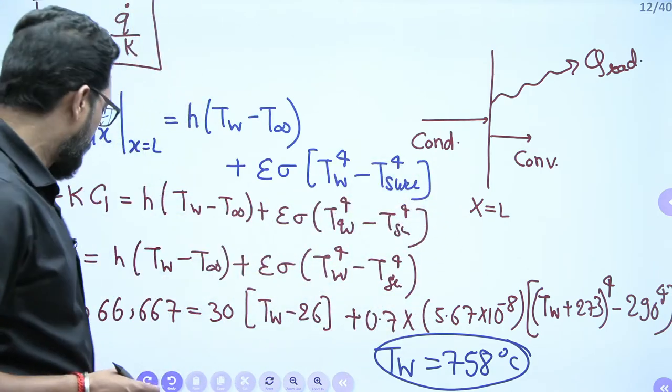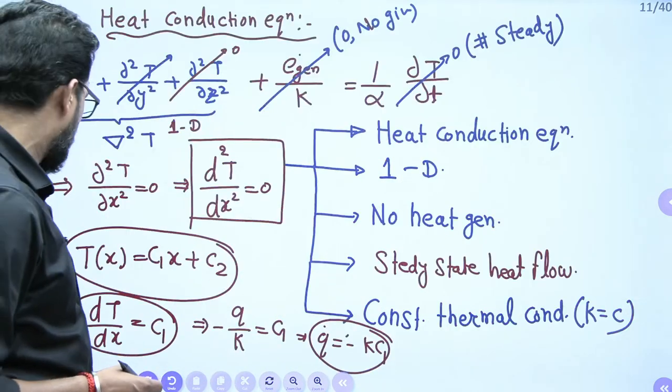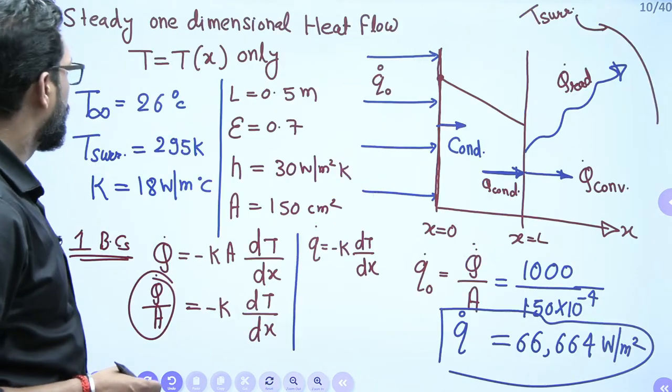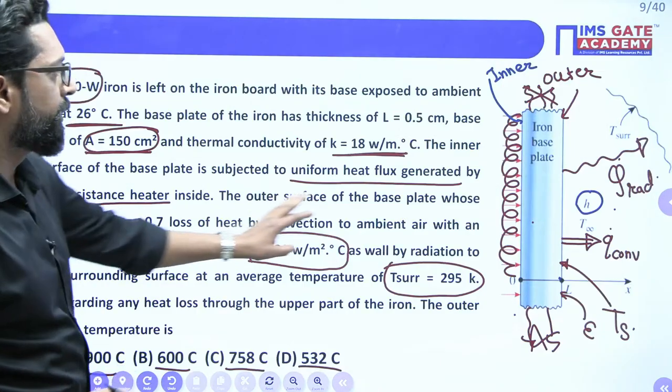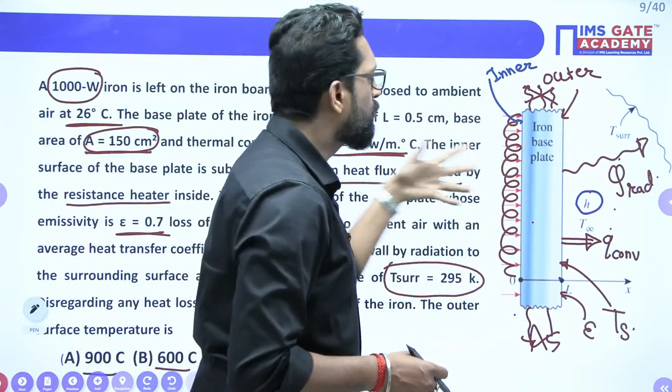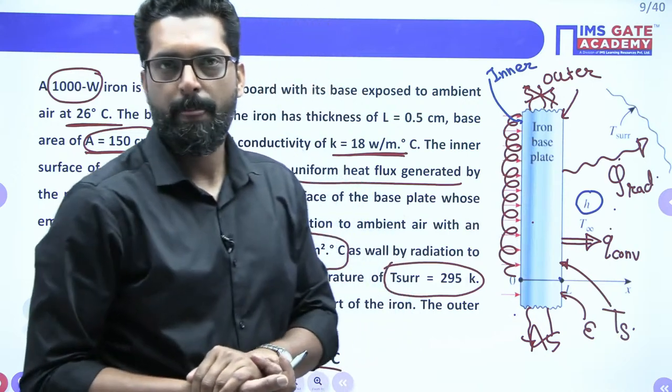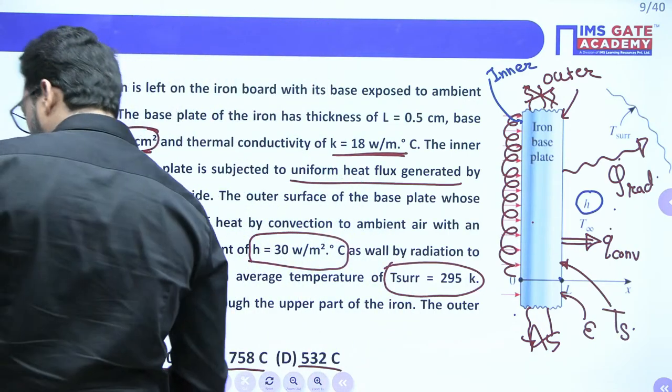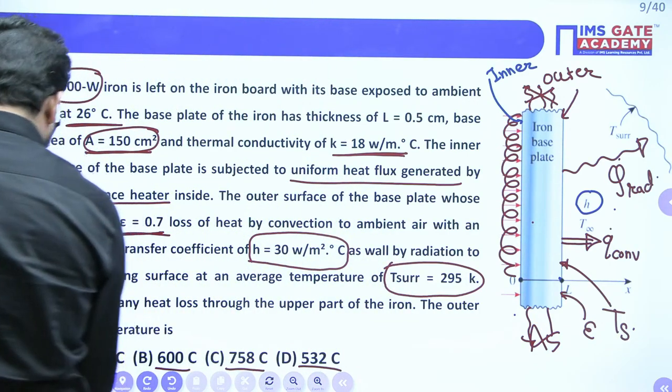So this is the question related to your conduction chapter, in which the base plate is there and there is a constant heat flux. Okay. Now we take a next problem.